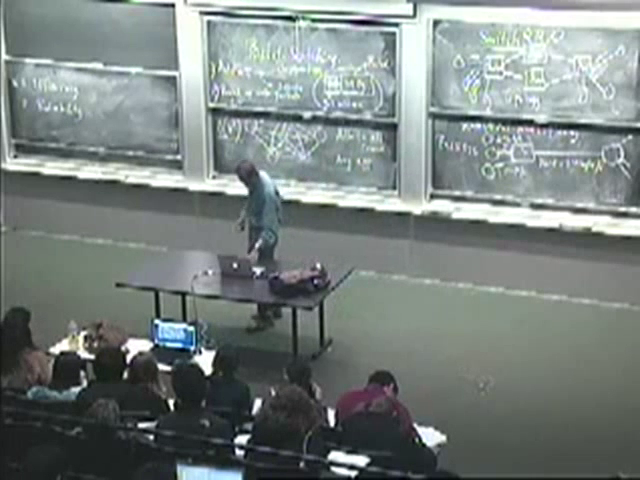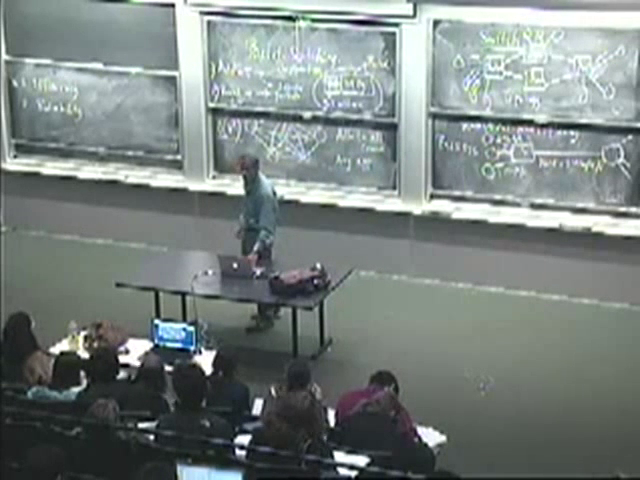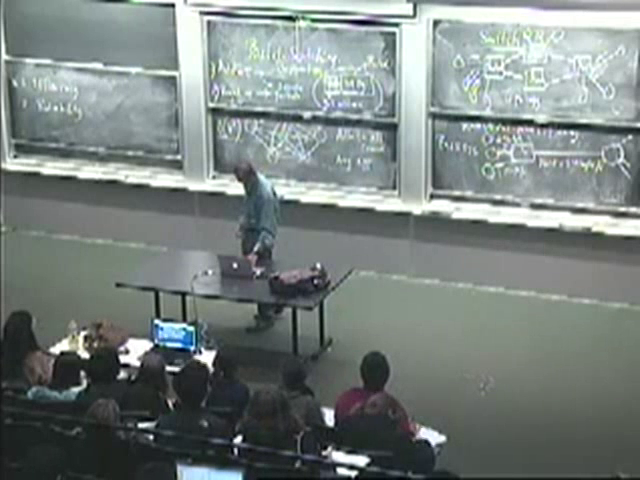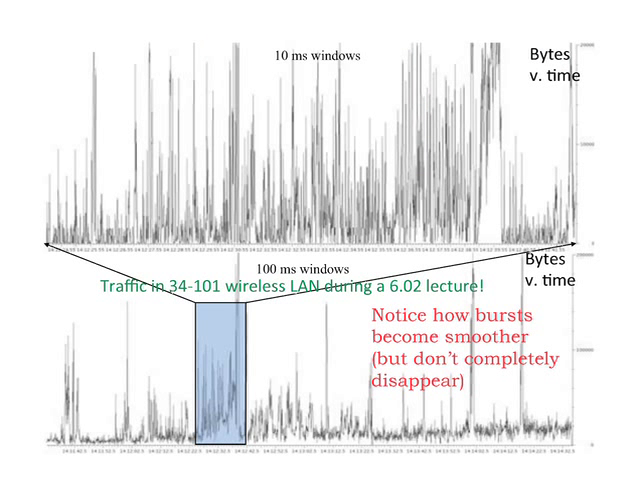So here are some pictures. What I did was I sniffed on the traffic in this room. So here's the kind of stuff that you see. This is the traffic in this room during a lecture. Now, this is actually not this semester, but I would assume it's fairly typical. The x-axis in these pictures is time. The y-axis is the number of bytes that was sent.